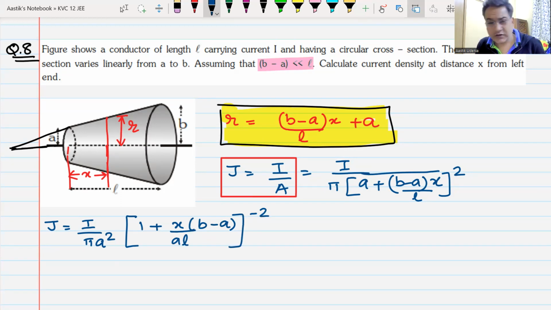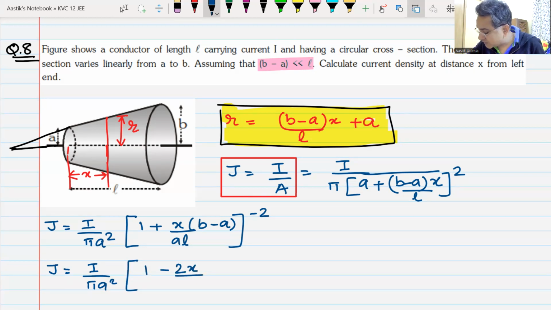Yes, sir. This has got nothing to do with physics. Physics comes nowhere here. This is simply math, and I'm going to apply binomial expansion here. Do we understand this? That's it. So how can I write this? I can now write this: J is equal to I by pi A square. This is in the form of (1 plus x) raised to the power of n. So I can just write it as 1 minus 2x by AL into (B minus A). Do we understand what I have written, how I have written it?